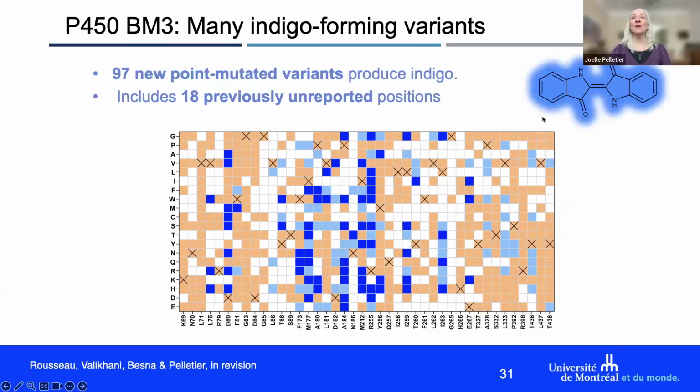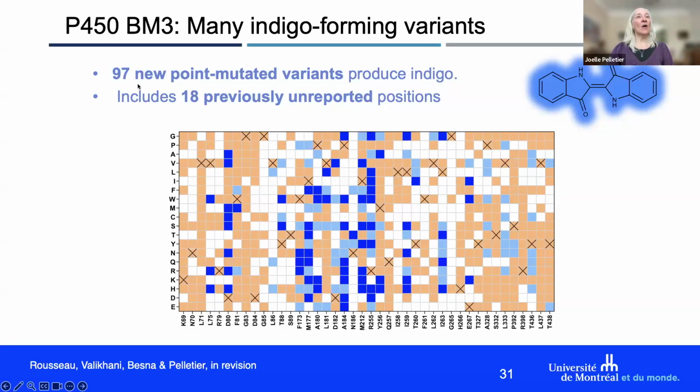We found nearly 100 that produce indigo. This is shown in this graph where we have the 20 possibilities of amino acids, and these are the 42 mutated positions. In the darkest blue were the top producers of indigo. The light blue, weak producers of indigo. In this kind of beige are those variants that we identified that did not produce indigo. In white are the positions where we simply did not find those variants at all. And the black X's indicate the native sequence. Of course, the native does not produce indigo in any useful form.